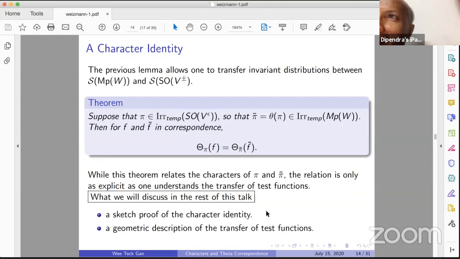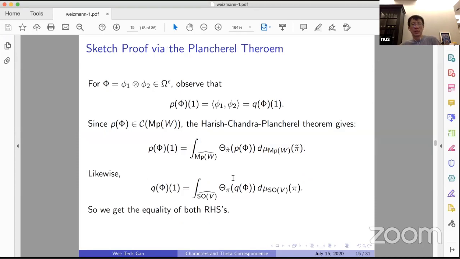Okay, so let me give a sketch proof of this character identity. It is going to proceed through the Plancherel theorem and the Harish-Chandra character theorem. Suppose you take phi, which is phi 1 tensor phi 2, in this capital Omega. We have these projection maps P and Q to the space of test functions. For P of phi, which is a function on Mp(2n), I can evaluate at the identity element, because the map is just a matrix coefficient. When I evaluate at the identity element, the element g disappears, so it's just this inner product. Likewise for Q of phi at 1. So P phi of 1 is the same as Q phi of 1, and it's just this inner product.